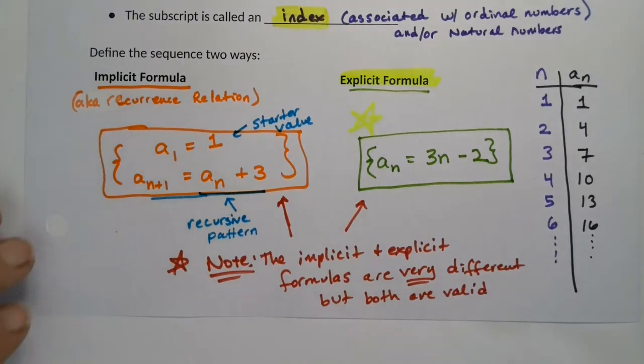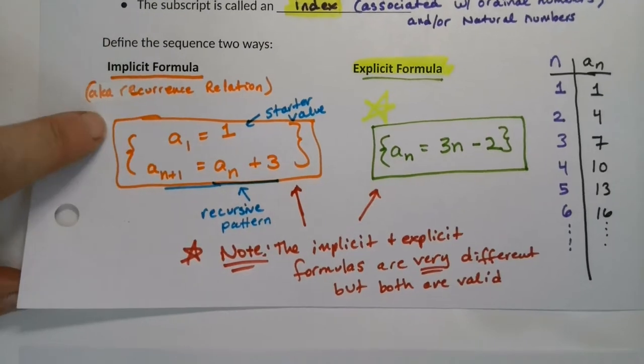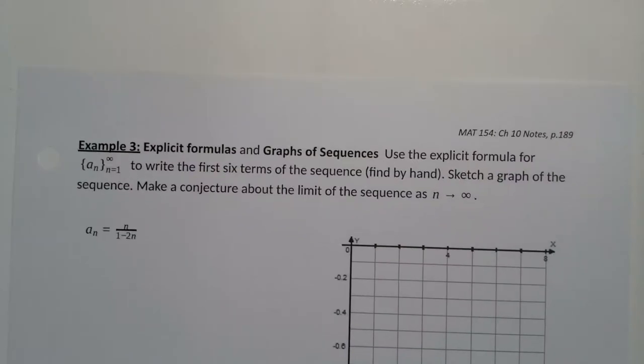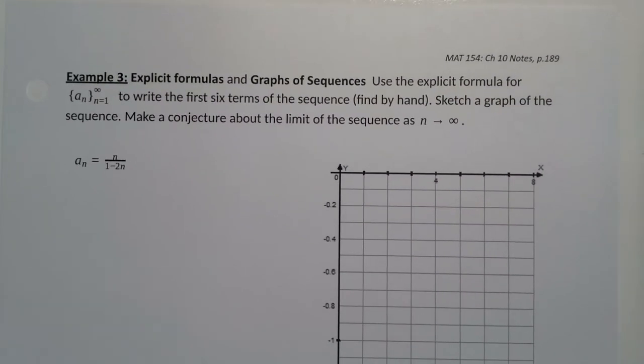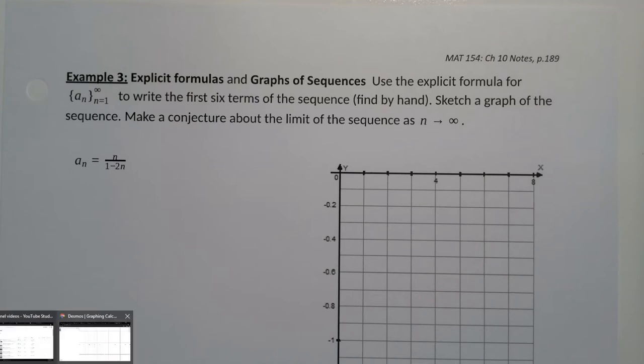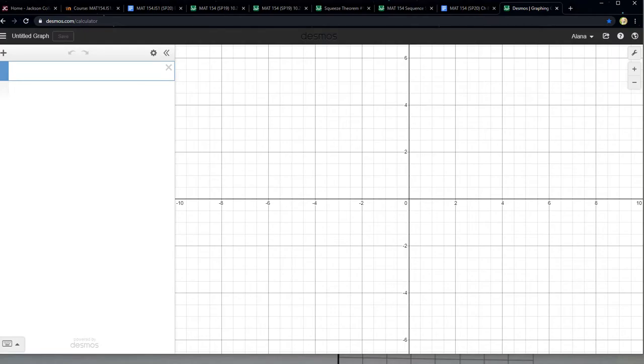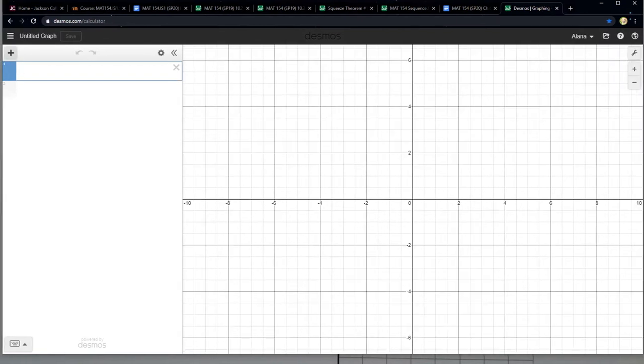All right, now I want to show you how to use, speaking of using the explicit formula, we can use Desmos to graph an explicit formula. So let me show you how to make that work. In Desmos, I'm going to add a table. I just want to make sure you can see. So I'm going to add a table.